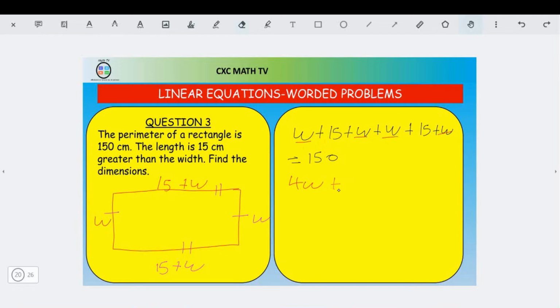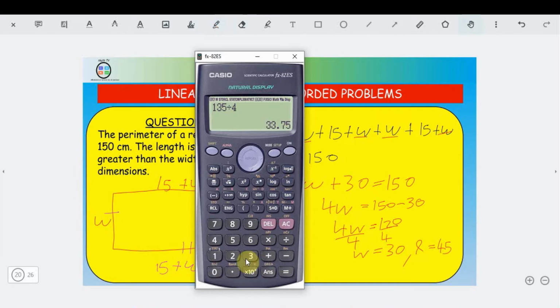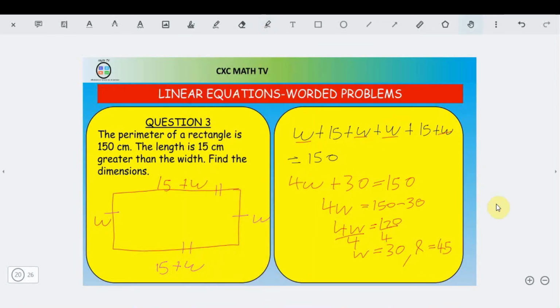Of course 15 plus 15 is 30, so that should be 150. So 4W is 150 minus 30, so 4W is 120, and then you divide by 4. Now W is 120 over 4, which is 30, and therefore your length is 45. Now you can check it. When you add the length 45 plus the width 30, then multiply by 2, it is guaranteed 150. Indeed, the perimeter is correct. So we're correct, nice.